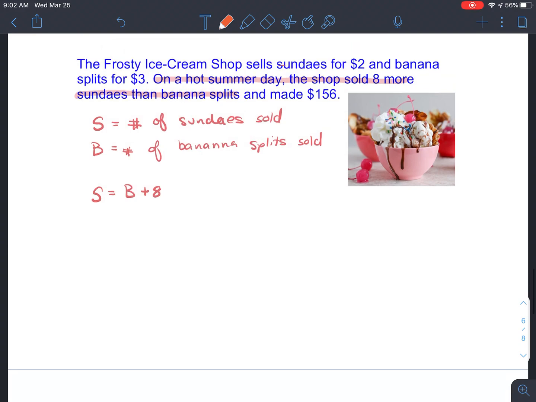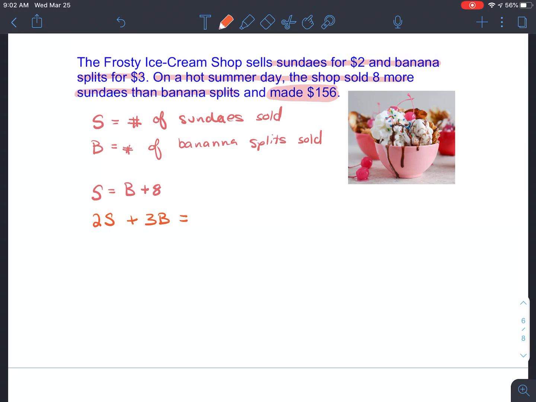The second situation that I have in this question is money. The cost of a sundae is $2 and banana split $3. And as a combination of those, they've made $156. So how does that translate? Well, $2 times the number of sundaes plus $3 times the number of banana splits, it equals a total of $156. So you have an items equation and we have a money equation.